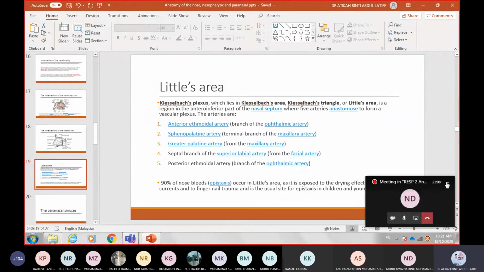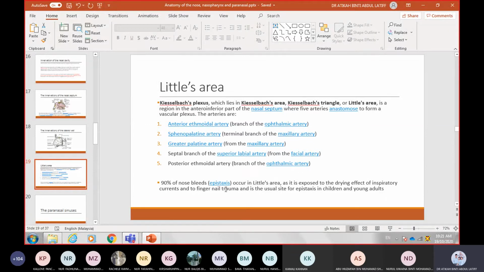So 90% of nosebleeds, also called epistaxis, occur in this area due to exposure or the drying effect of inspiratory currents and also fingernail trauma. It is also the usual site for epistaxis in children and young adults. I think I've explained this earlier, due to the location and also the anastomosis. There are many small blood vessels there, so it is prone to trauma and can cause nosebleeds.